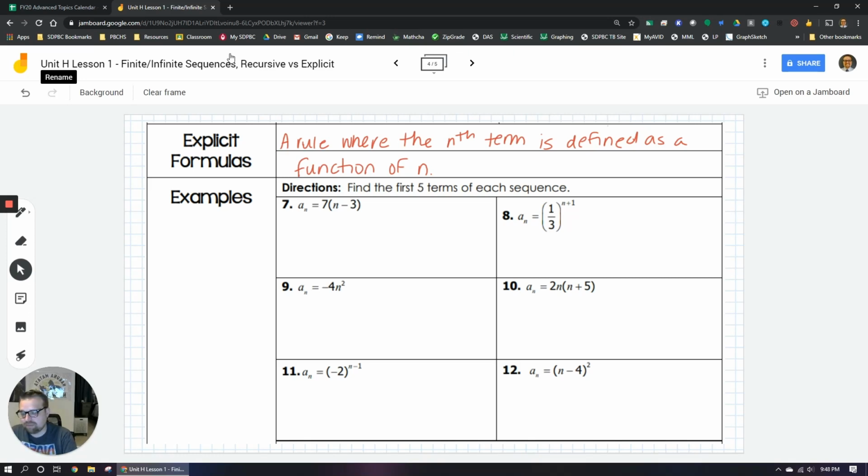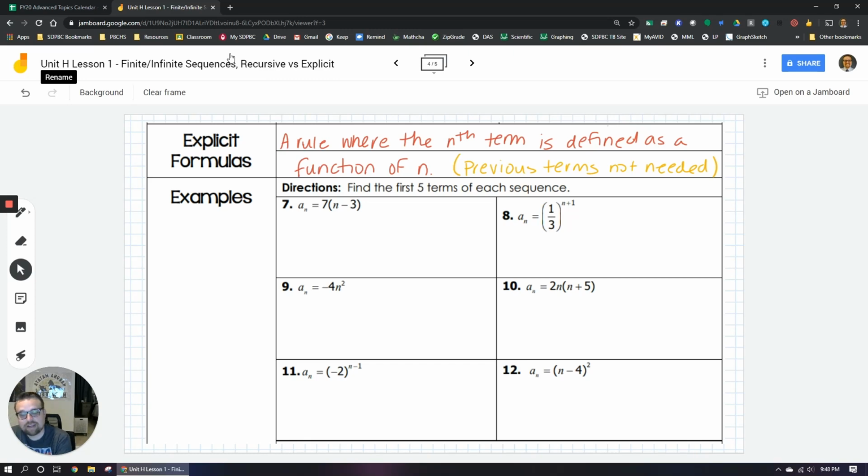So let's do some examples of this. And actually, I'm going to jot that note on here so that we're on the same page. Previous terms not needed. Okay, so previous terms are not needed for this, and let's go ahead and do the first example.